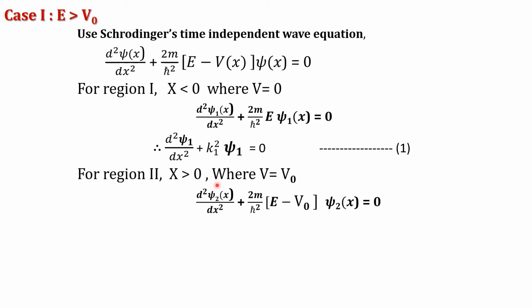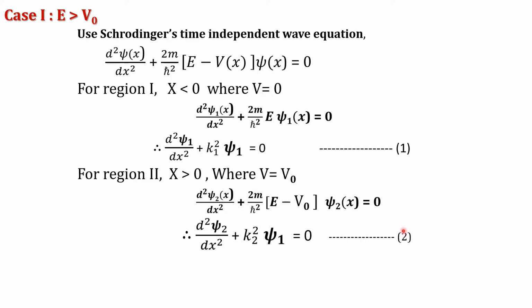Similarly, for region 2, x is greater than 0, where potential V equals V0. Here we substitute V of x by V0 and write the same equation, but the function for region 2 is psi 2, hence d square psi 2 of x by dx square plus 2m by h cross square, E minus V0, psi 2 of x equal to 0. Here 2m by h cross square, E minus V0, we write as another constant, and that constant is k2 square. Hence d square psi 2 by dx square plus k2 square psi 2 equal to 0.